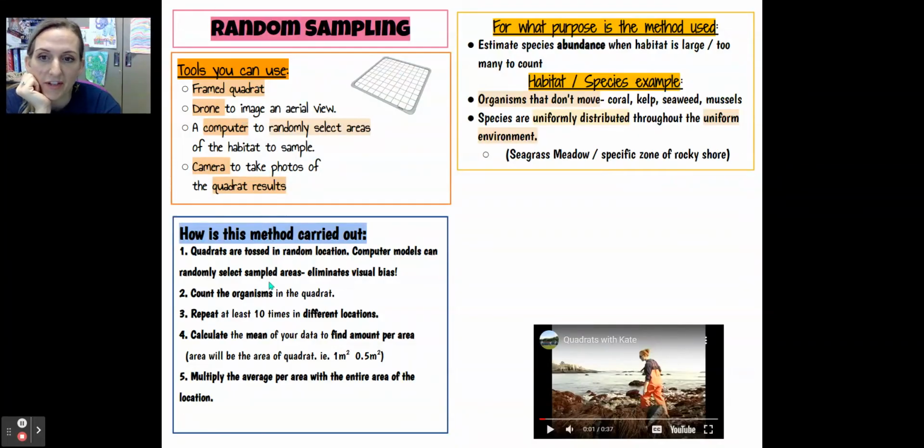How do they carry out this method? So you would toss the quadrat in a random location, but that is limited by how far you can throw it. And if there is a little bit of a slope, then that quadrat can tumble. So we can use computer models to randomly select areas and then eliminate bias.